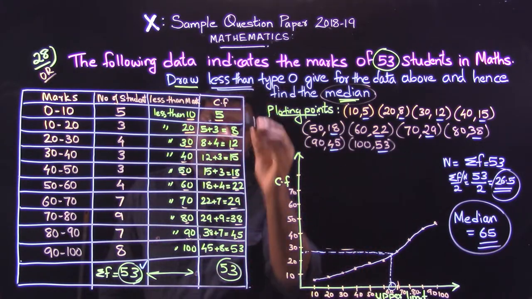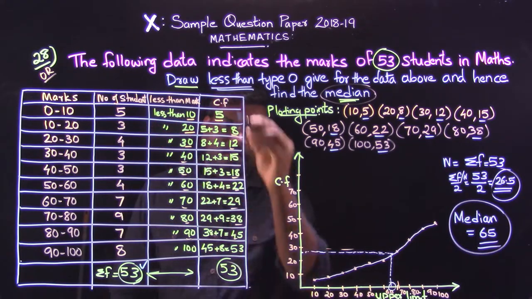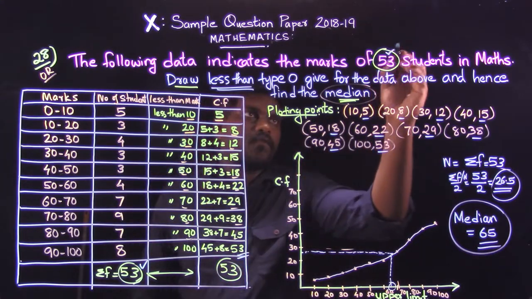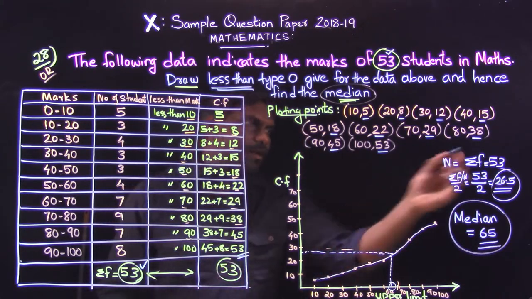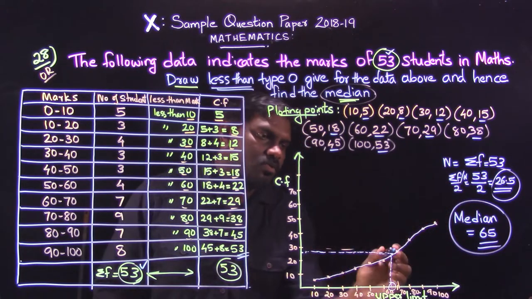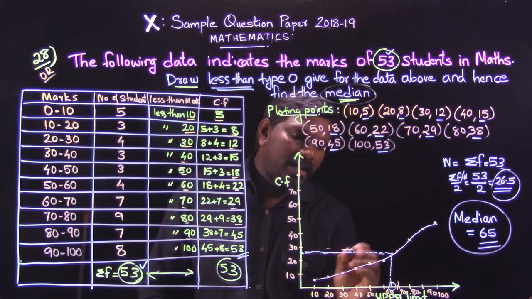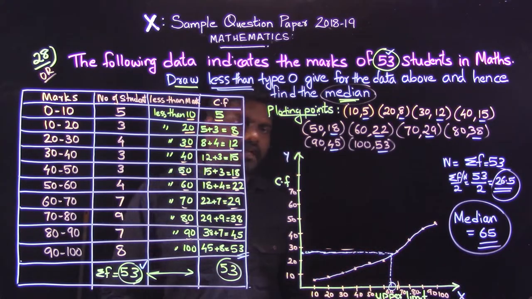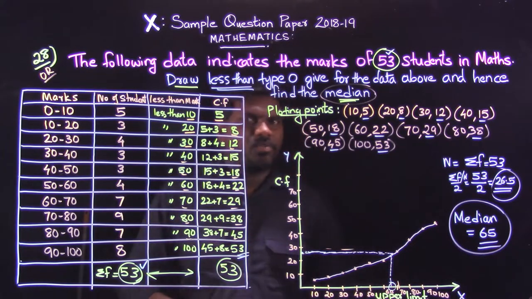Then I made the cumulative frequency, and I kept on adding the frequencies, and at the end I need to reach 53, because it is all about 53 students. That is the summation of all my frequencies, and 53 divided by 2 is the frequency you are looking for, where you will get the median. You find it on the y-axis, draw across to the graph, and then drop down onto the x-axis. This is your x-axis and that is your y-axis. From the x-axis you will get your median. This is how you do your 20th question.